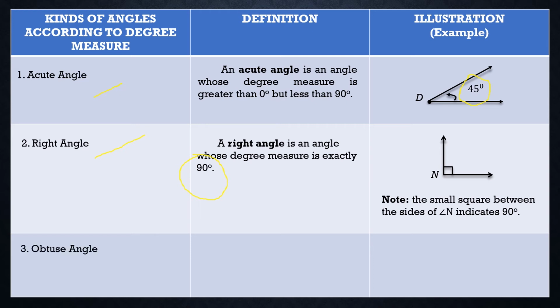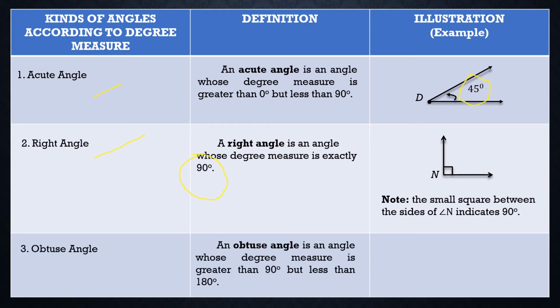The next type of angle is the obtuse angle. So yung obtuse angle naman, yung degree measurement niya would be greater than 90 degrees, mas mataas pa sa 90 degrees, pero less than 180 degrees or mas mababa sa 180 degrees. Example would be this one. Angle XYZ measures 135 degrees. Therefore, angle XYZ is an example of an obtuse angle.